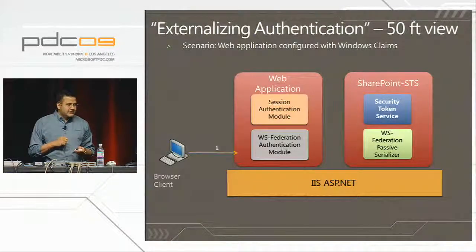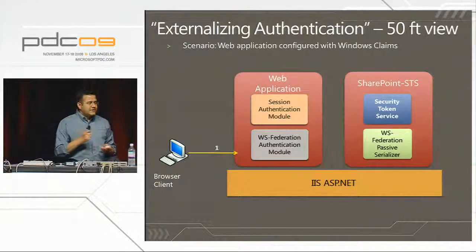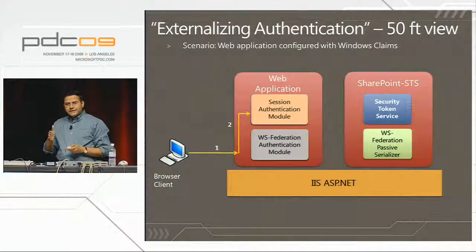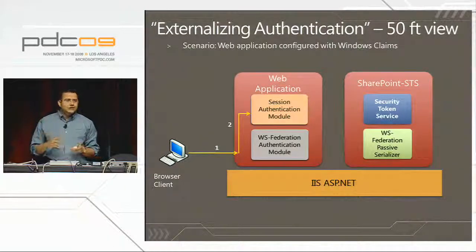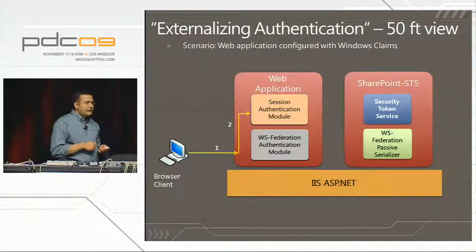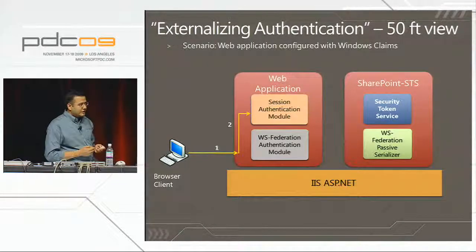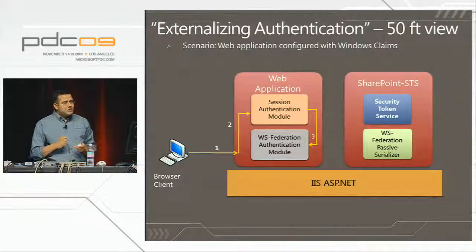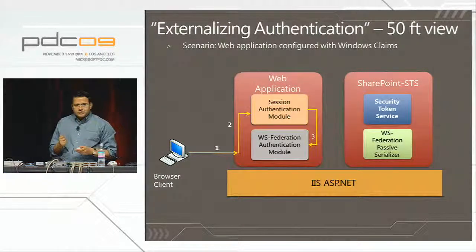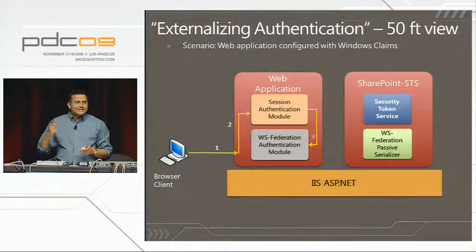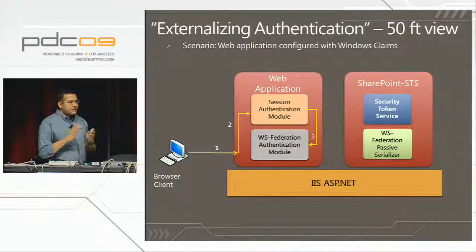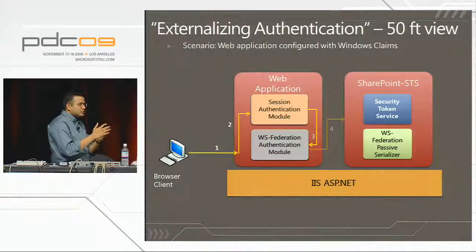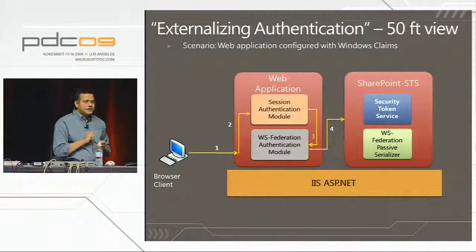So the user accesses the application. The first thing that happens is the session authentication module comes in and figures out, is there a cookie available in the request? And if there is no cookie available, it's going to redirect them to let the WS-Federation module do its job, which is to figure out which STS I trust, right? The application is configured with the trusted STS. So it figures out who the STS is and redirects the user to the STS.